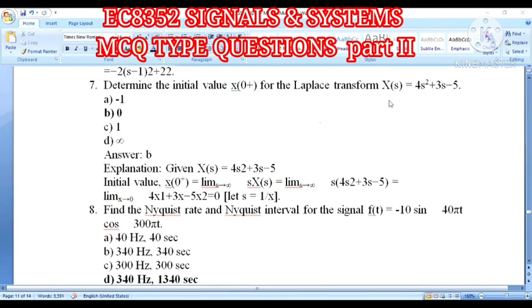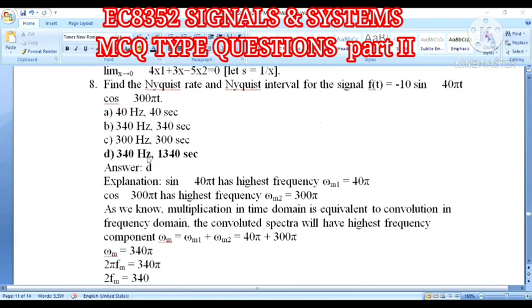So limit s tends to infinity. For x of s, the question will be 4s square plus 3s minus 5. So s into 4s square plus 3s minus 5. So this is equal to limit x tends to 0. Here you can get 4 into 1 plus 3x minus 5x square. Okay, that is 4, let s equal to substitute 1 by x. You get this answer. So finally you can get 0 only. Both are equal. So 0 is the correct answer.